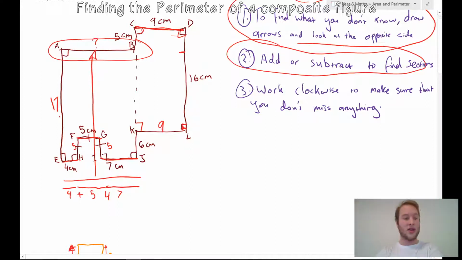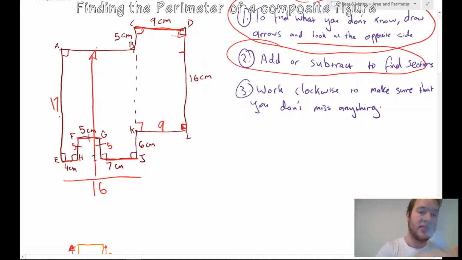Yeah, so the idea of me just drawing arrows, working out what I do know, really helps me. So 4 plus 5 is, that's a weird looking plus sign. 4 plus 5 is 9. 9 plus 7 is 16. So I know that this line is 16, which means this is 16.